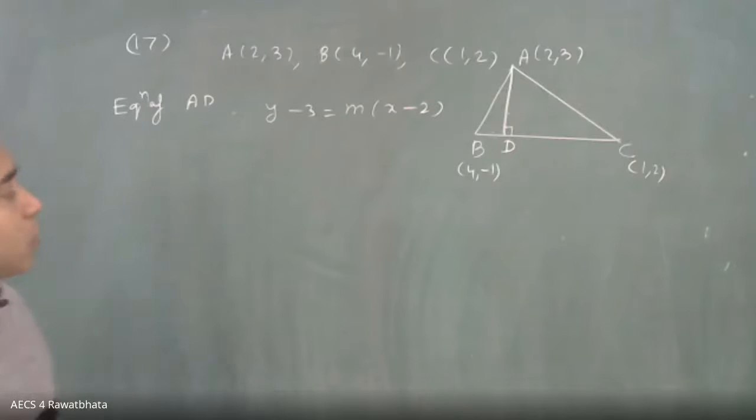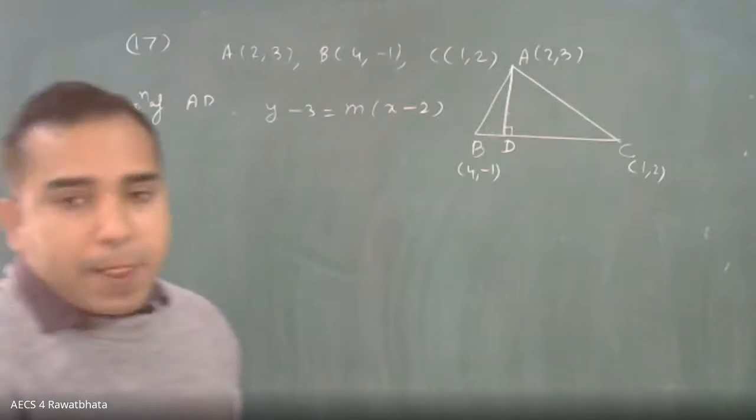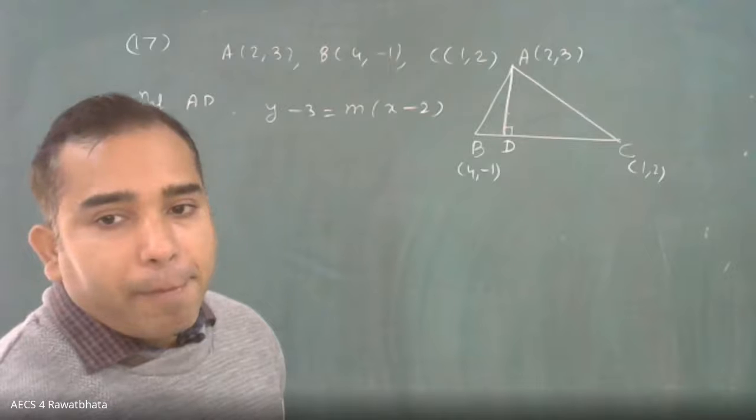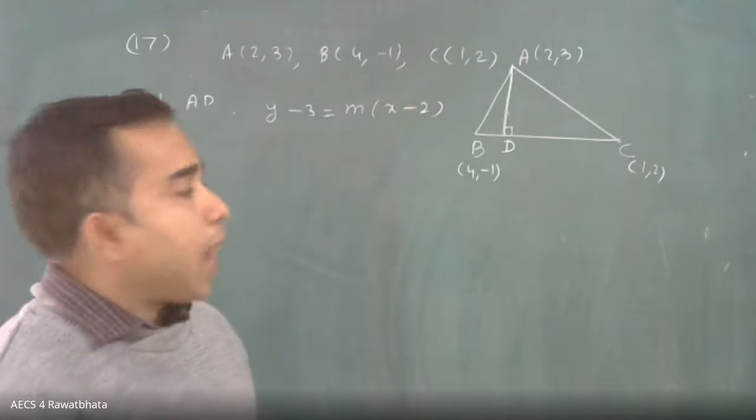How to get the slope of AD? The slope of this perpendicular line. How to get the slope of AD?